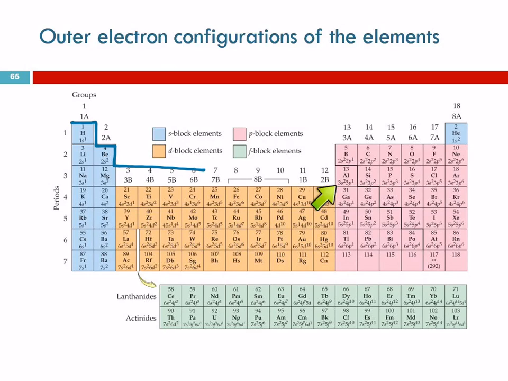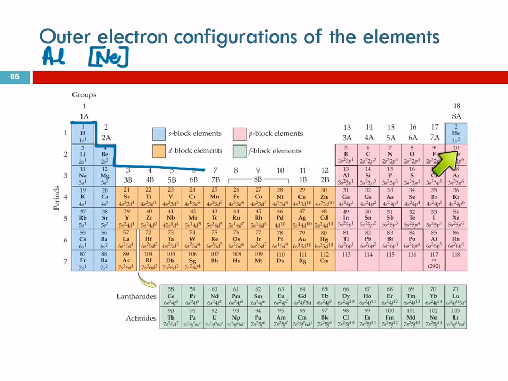But let's look at aluminum. If we want to write the noble gas shorthand electron configuration, I'm going to go up a row and find the noble gas at the end. That's neon. So if we're doing aluminum, it's neon.